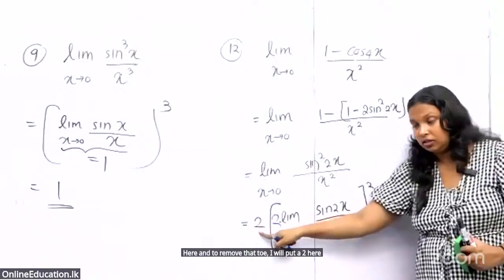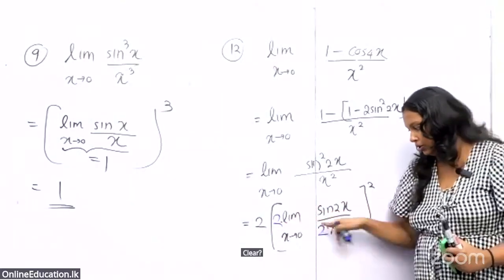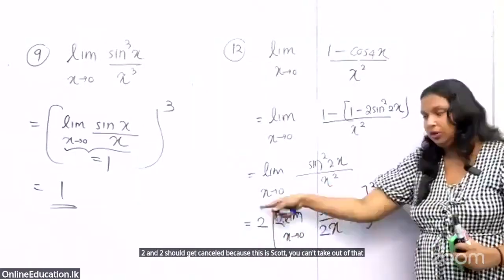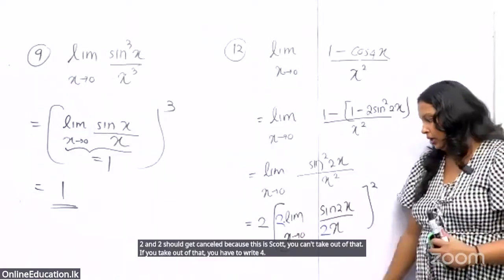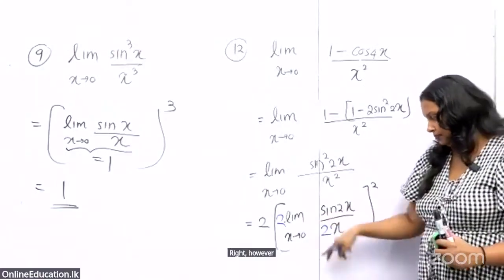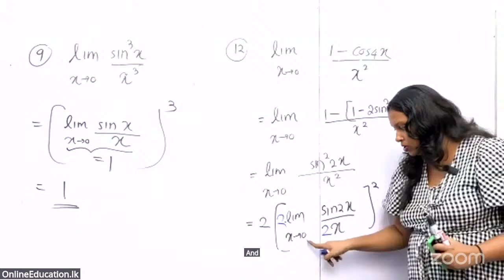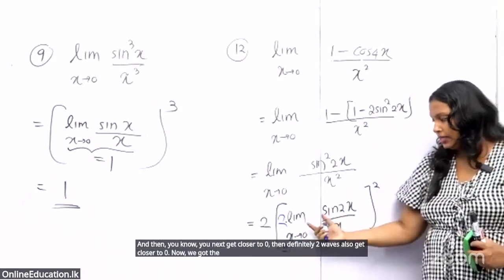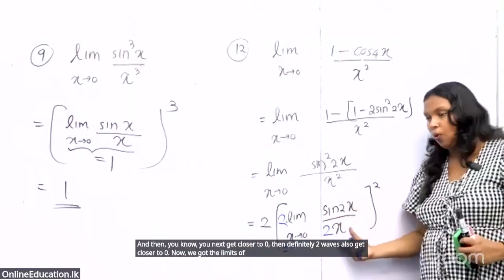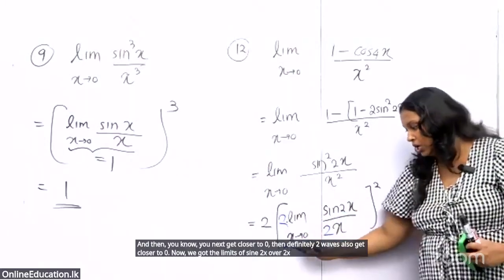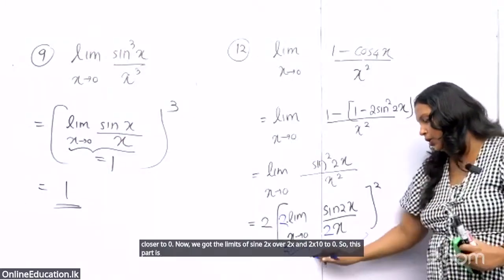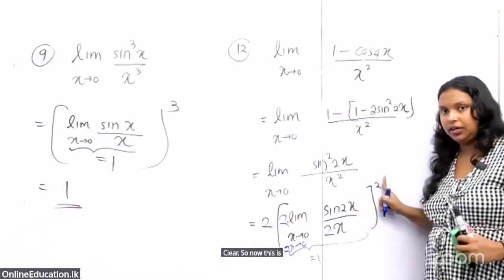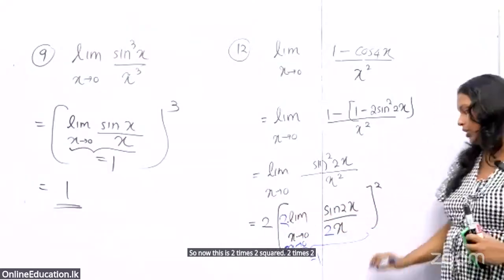Not outside this. Clear? The 2 and 2 should get cancelled because this is squared. You can't take it out of that. If you take it out of that, you have to write 4. Okay? Like this we will get. And when x gets closer to 0, then definitely 2x also gets closer to 0. Now we got limits of sin 2x over 2x when 2x tends to 0. So this part is equal to 1. Clear? So now this is 2 times 2 squared. 2 times 4, that is 8.